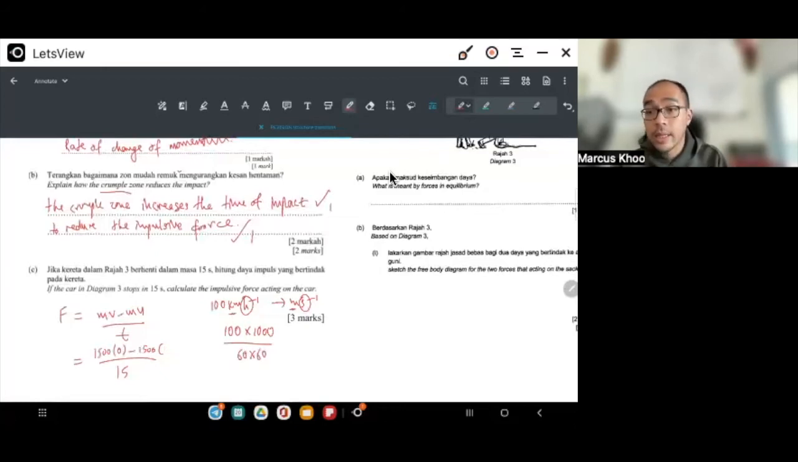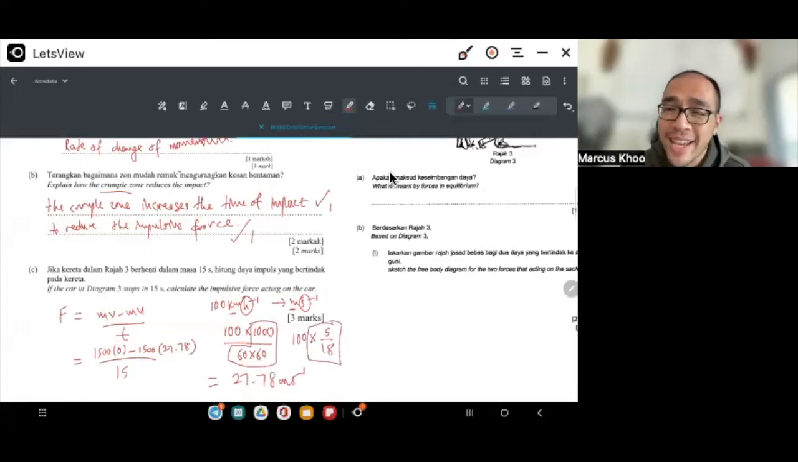So 60 times 60, and you will get just about 27.78 meters per second. If you really are lazy to remember this, you can actually simplify this. This will be 100 times 5 over 18. This seems to be the magic formula to change from kilometer per hour to meters per second.